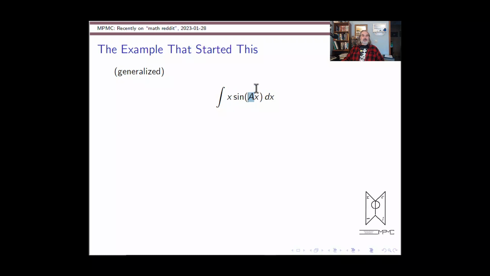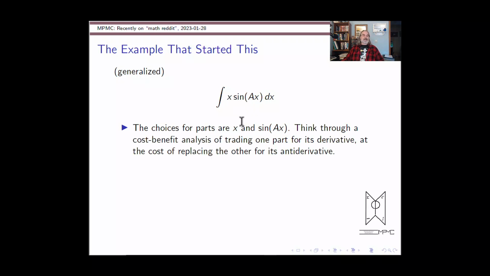There was a particular constant, I think it was 3 in this place, but let's just leave the integral of x times sine of ax. Okay. So x and sine of ax are the two candidates for the parts that we have to assign. And so we think through this cost benefit analysis. I could take the sine and trade it for its derivative using the integration by parts formula, but that just trades a sine to a cosine. That's on the same level of difficulty.